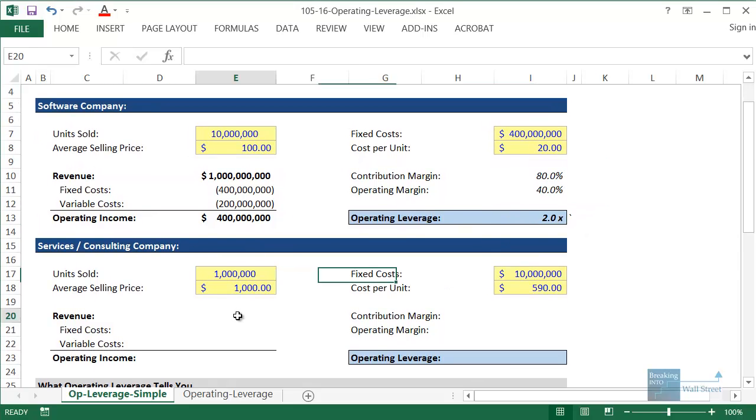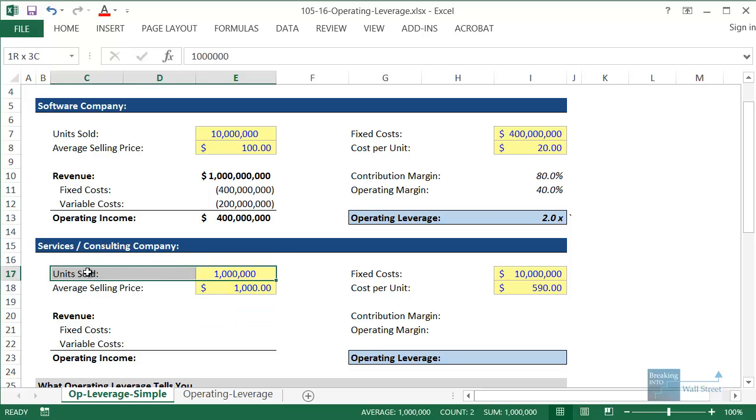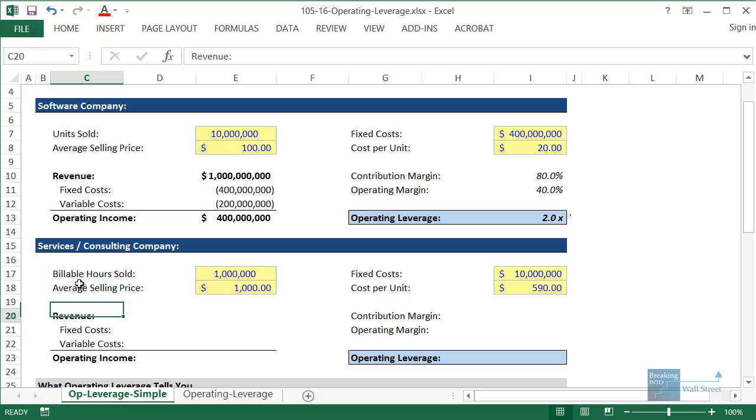Now let's look at another case. This is a services or consulting company. They've sold 1 million units. It probably means 1 million billable hours or something to that effect. So I could change this and say billable hours sold, for example.